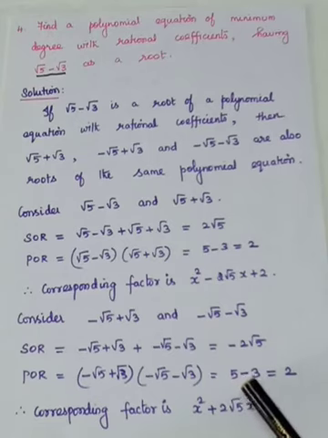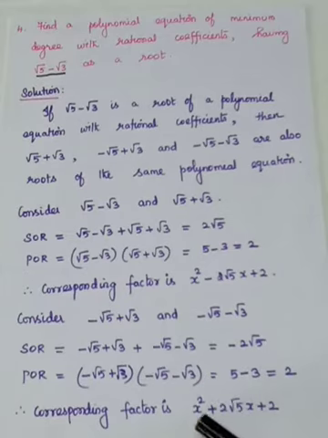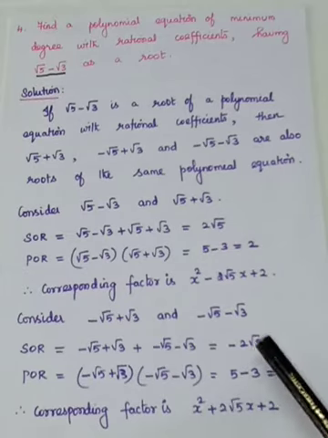According to a squared minus b squared, here in between I have written minus. B squared, what is b? Root 3. Root 3 the whole squared is 3. So 5 minus 3 is equal to 2. So the corresponding factor is x squared minus sum of the roots.